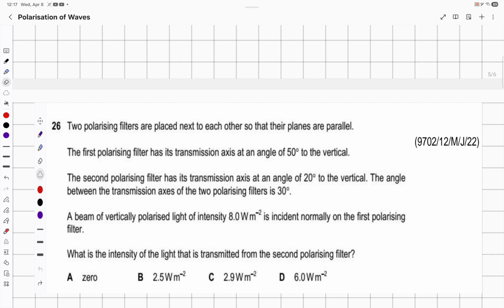A beam of vertically polarized light of intensity 8 watt per meter square is incident normally on the first polarizing filter. What is the intensity of the light that is transmitted from the second polarizing filter?